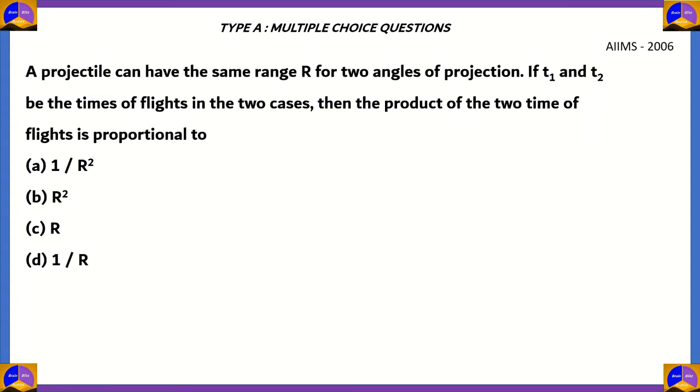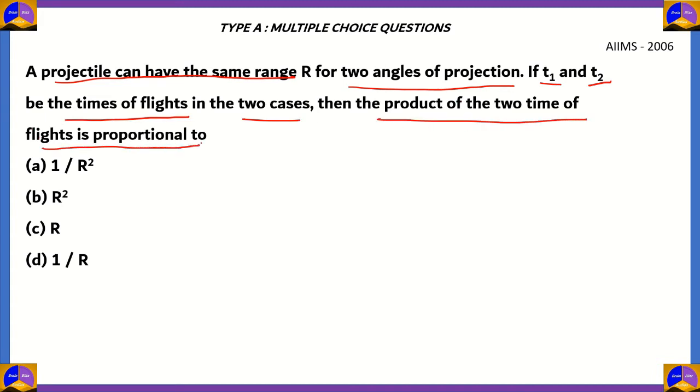This is the next question. A projectile can have the same range r for two angles of projection. If t1 and t2 be the times of flight in the two cases, then the product of the two times of flight is proportional to. So in this question, we have a projectile and it is shot at two angles, and it is said that the range is the same.